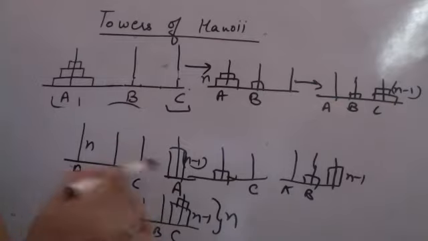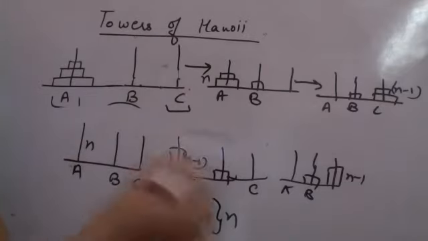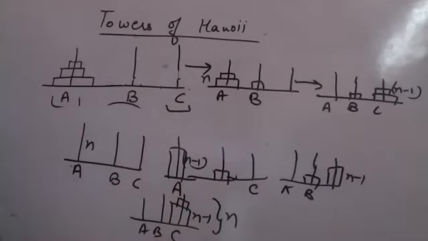And to shift n-1 from A to C, I will recursively call the same procedure. एक को shift करा, फिर हमने वापस से same procedure को call करा, and so on. Are you all understanding the concept?